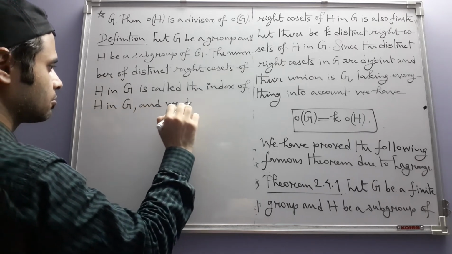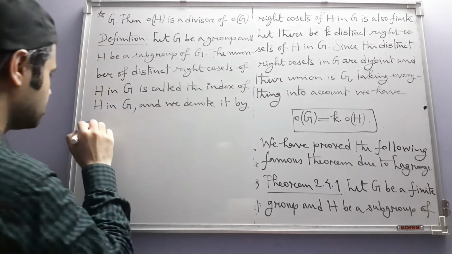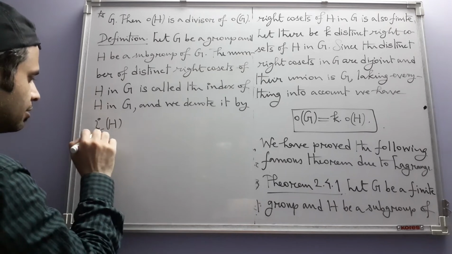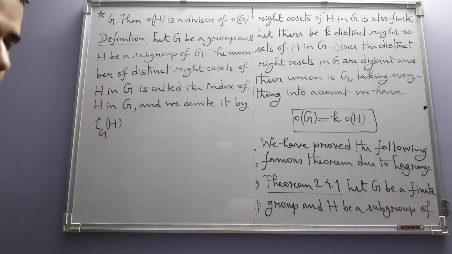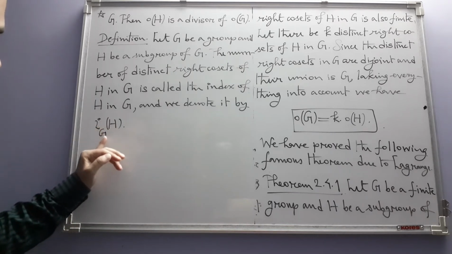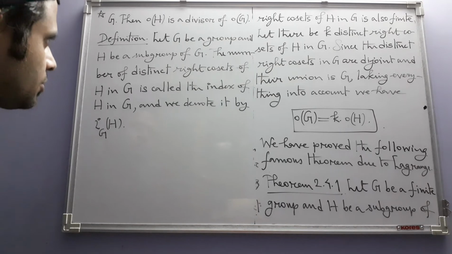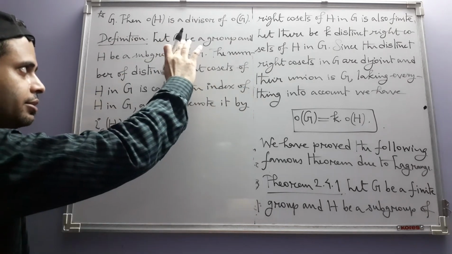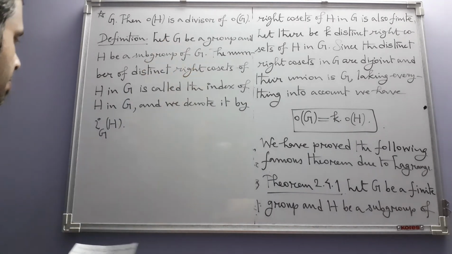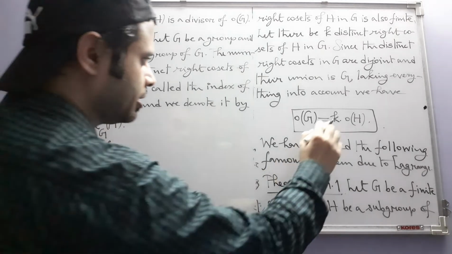and we denote this quantity by this symbol, index of H. To emphasize the fact that the background group is G, we write G as a suffix. Sometimes if there is no chance of confusion, we may not write this G also. We may write simply I of H. Note that this definition has been made for a general group and a general subgroup. It is not given that G is finite. If G happens to be finite, then this is the index.